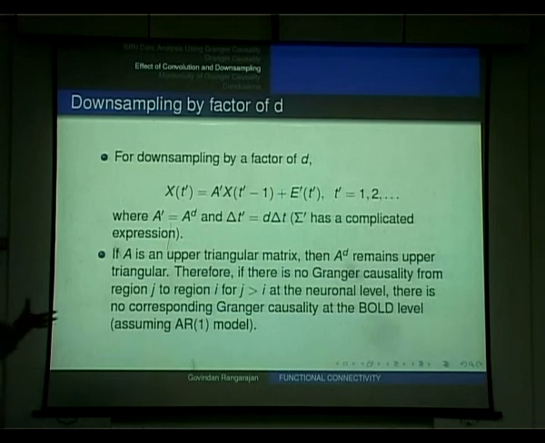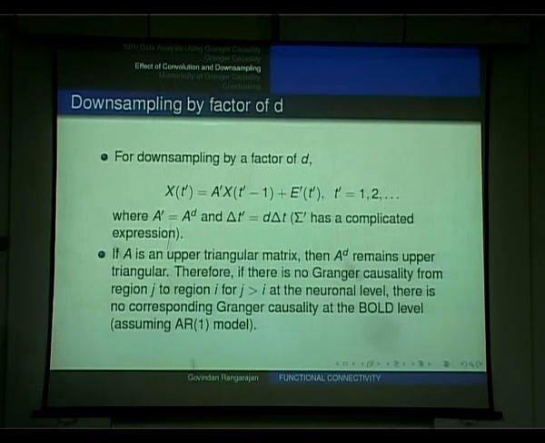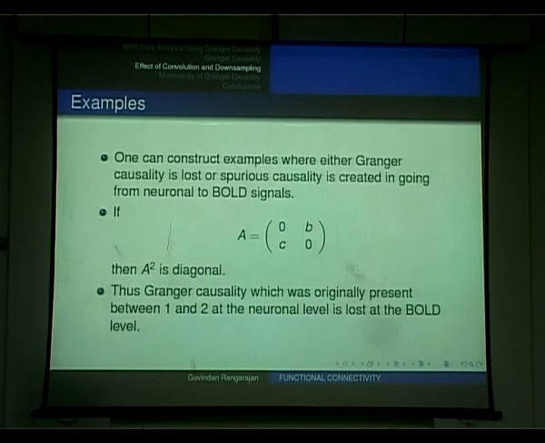Now, if A is an upper triangular matrix, where you have no entries in the bottom triangle of the matrix, then it turns out A to the power d, if you keep on taking powers of A, still remains an upper triangular matrix. So if you have no Granger causality from region J to region I, for J greater than I, at the neuronal level, there will be no corresponding Granger causality at the BOLD level. That is, no spurious Granger causality effects are introduced at the fMRI level by this downsampling. Okay, but then it's more complicated.